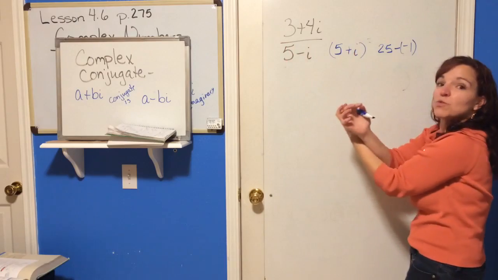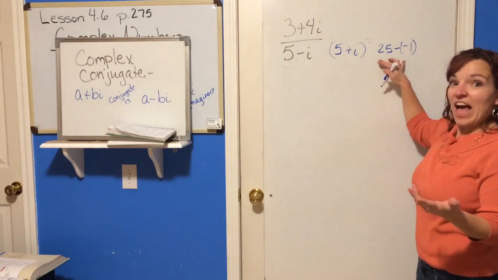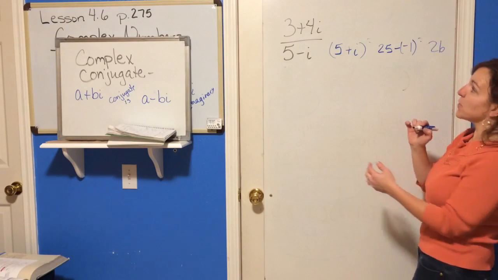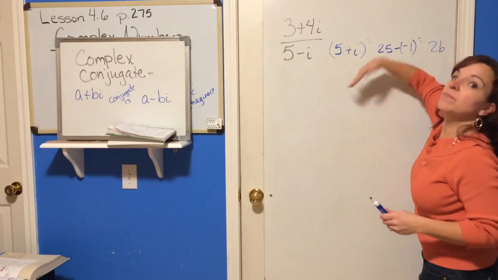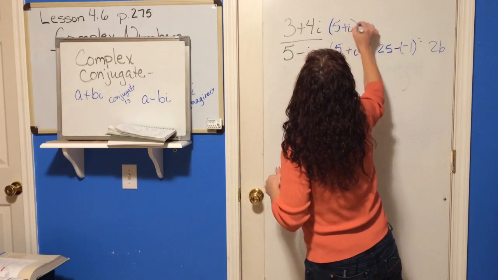So that's why those middle terms drop out, which is what you want, because now we don't have an i in our denominator, and this just becomes 26 in our denominator. But remember, whatever we multiply in the denominator, we must multiply in the numerator, and that's easy enough.